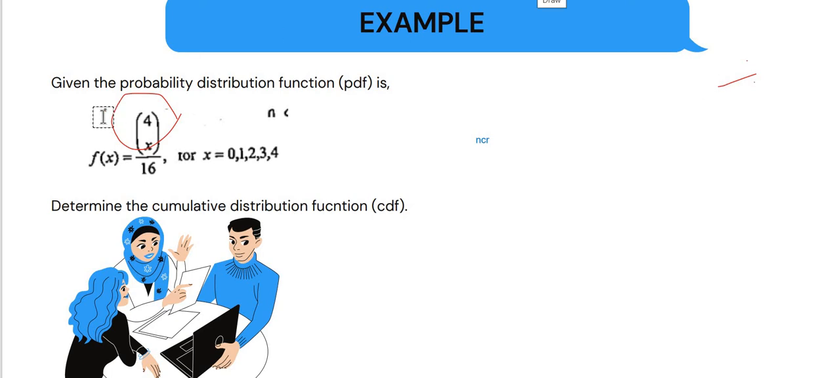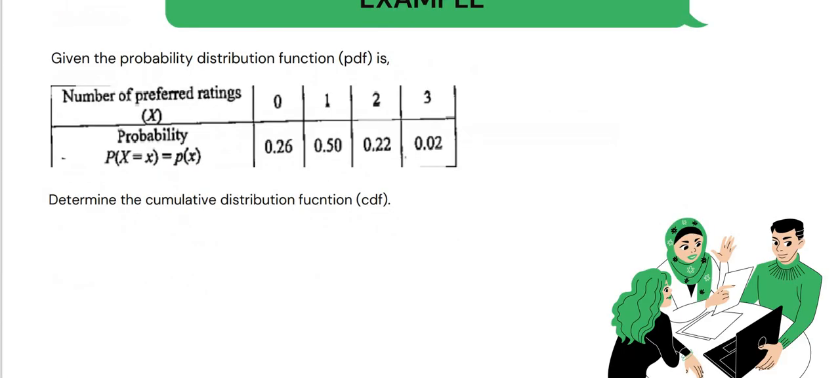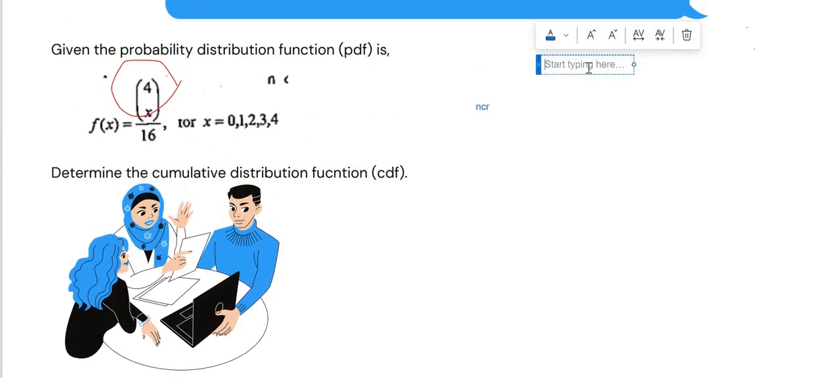Okay, so this function, and then the question asks you to determine the cumulative. Okay, cumulative means the total of each of these. So what we do, first, saya nak padam dulu lah ini. Oh, tak boleh padam. Okay, tak apa. So the first step, saya ada ruang kat sini. Okay, tak ada.